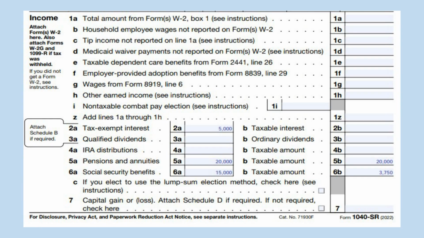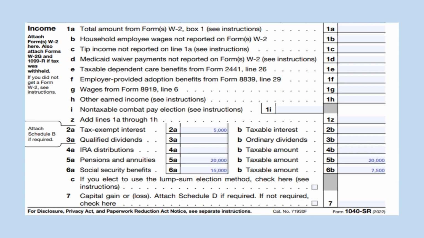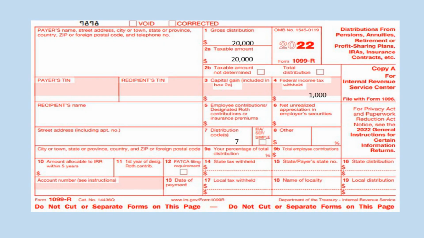On line 2A, put your tax-exempt interest. You would have received this amount on a Form 1099. In our example, it is $5,000. Since all of the interest is tax-exempt, line 2B will be 0. On line 5A, put your pension income. You can find this information on Form 1099-R in Box 1. On 5B, put the taxable amount, which you can find in Box 2A of the Form 1099-R. In our example, it is $20,000.